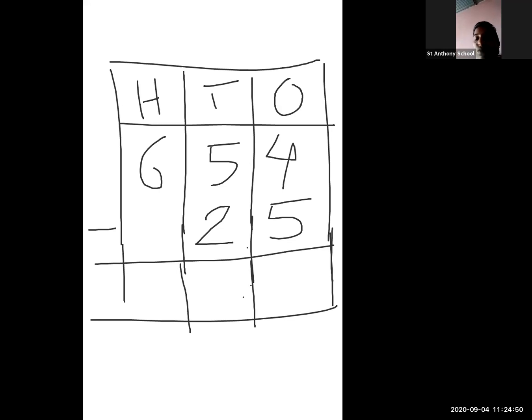Now 4 minus 5, it is not possible. So 4 you want to write as it is here. You want to take 1 from the tens column, because 4 is small and 5 is big. So 4 minus 5 is not possible, so you take 1 from the tens column. From 5, 1 is going to the ones column.